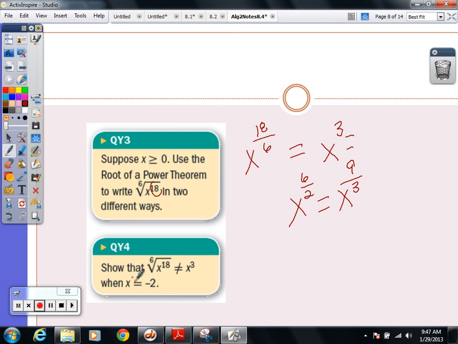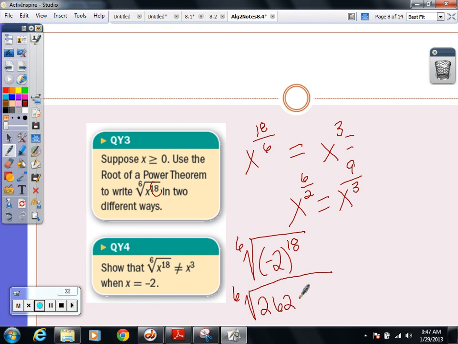Okay, they want to show that this does not equal that when x equals -2. Well, the best way for me to do that would be to actually compute both ways. The 6th root of -2 to the 18th power. Okay, let's take -2 to the 18th power in our calculators. And I get the 6th root of a positive value. -2 to the 18th power is going to be positive: 262,144. I then take the 6th root, or I could take it to the 1/6 power, and I get 8.